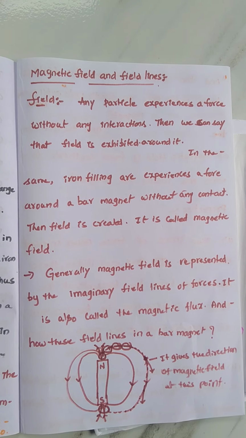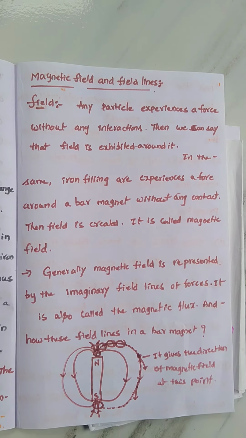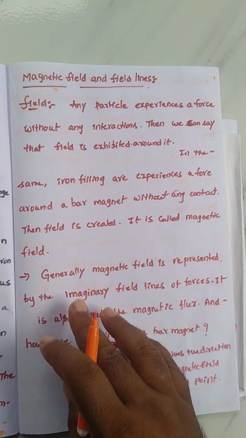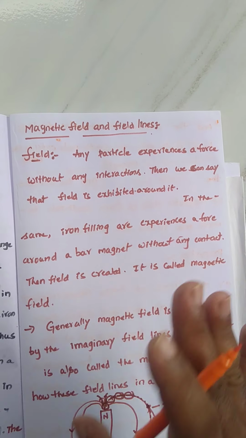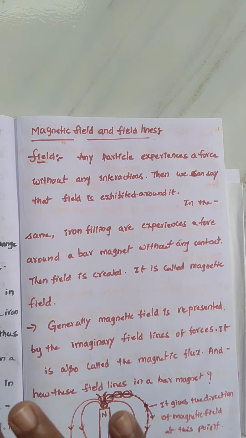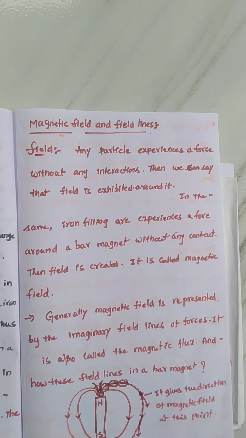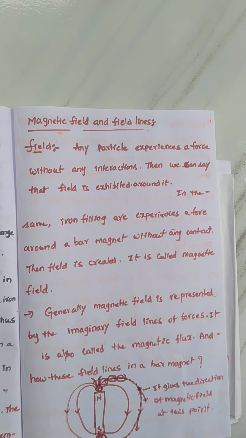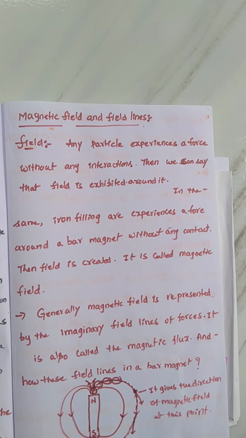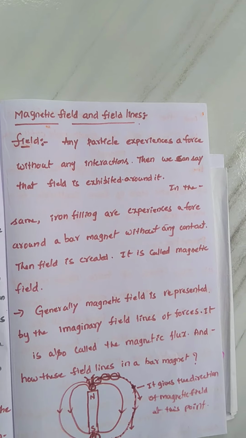Not only magnetic field, in the case of electric field also, how can we discuss a field? I told you before that a particle experiences a force without any interactions. So how does it experience force? Because if I sprinkle iron filings over a magnet, they experience a force.